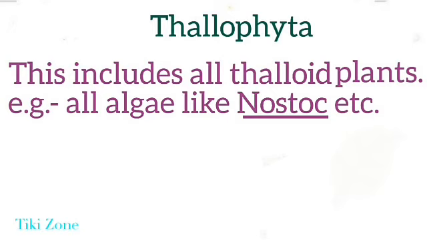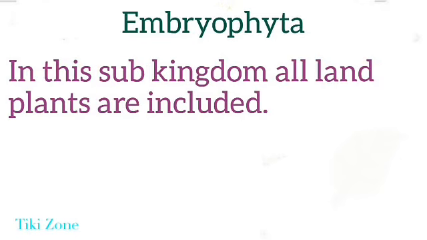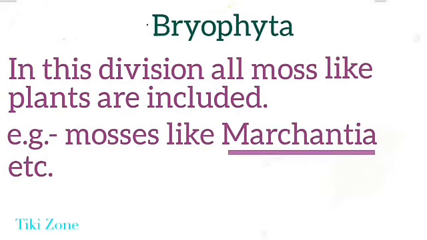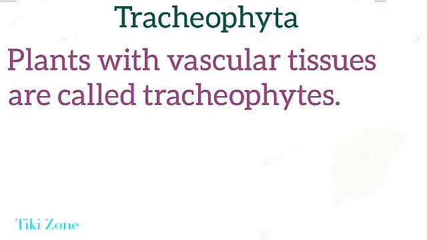Previously, we discussed what Thallophyta means. That means all thalloid plants are called Thallophyta. Examples are some algae like Nostoc, etc. Next, Embryophyta. Embryophyta includes all land plants. They have differentiated plant bodies and are called embryophytes. Next, in division Bryophyta, all moss-like plants are included. Mosses like Mertensia, etc. are some examples of Bryophyta.